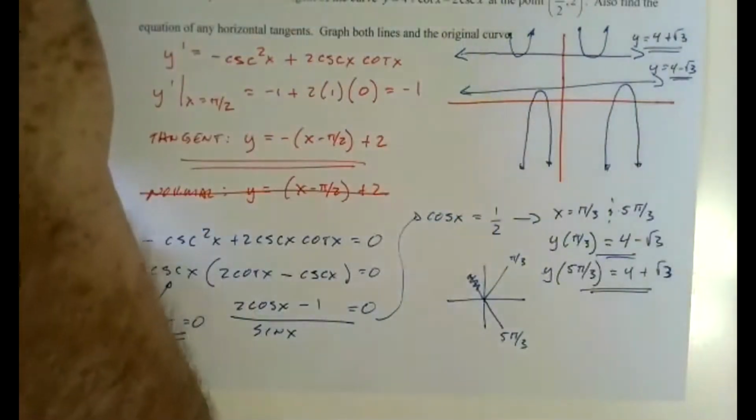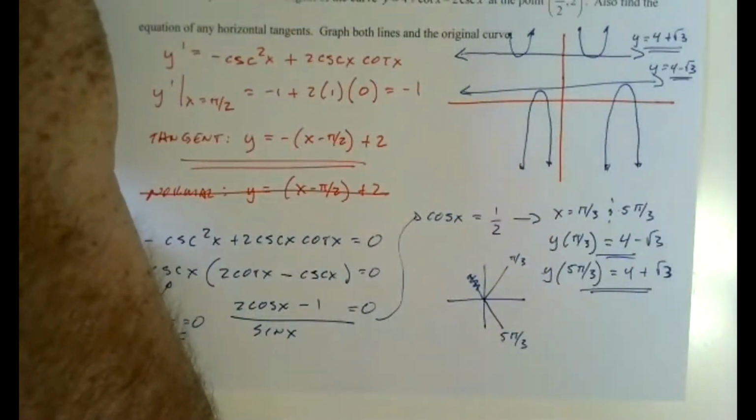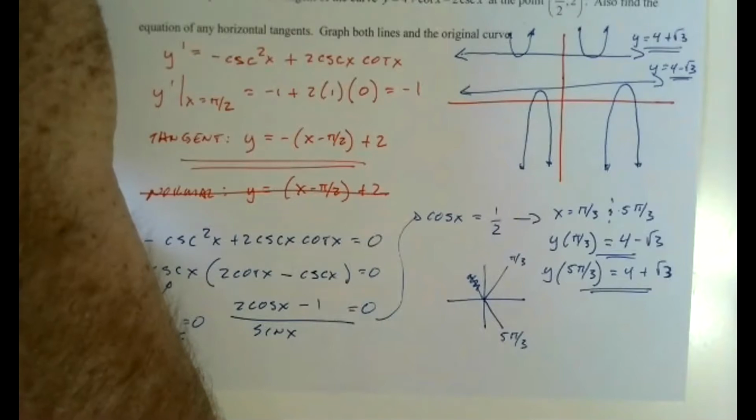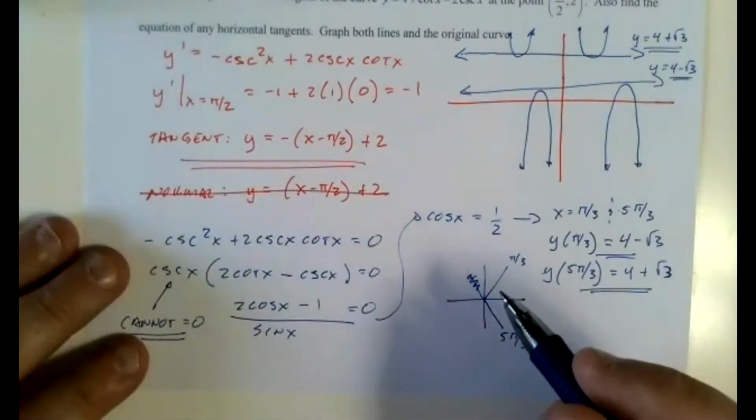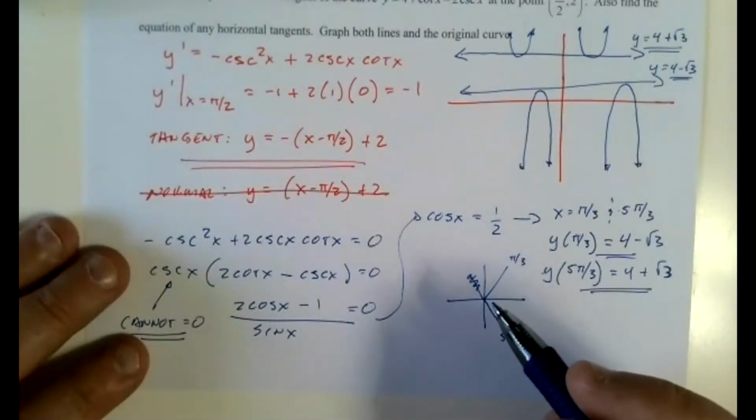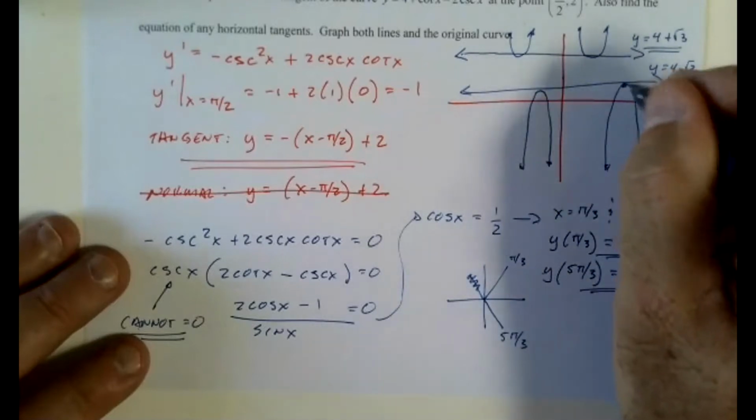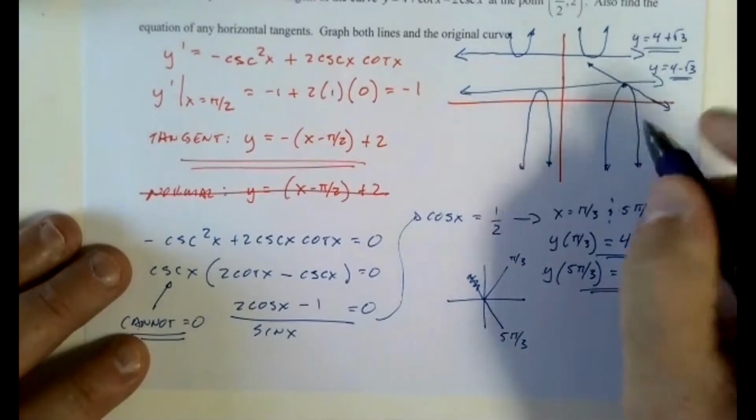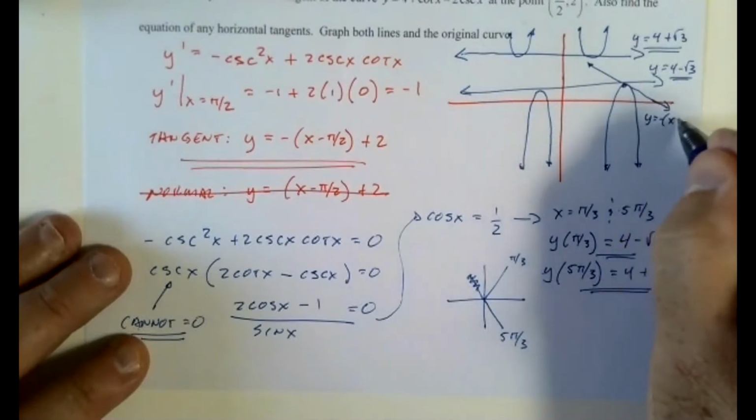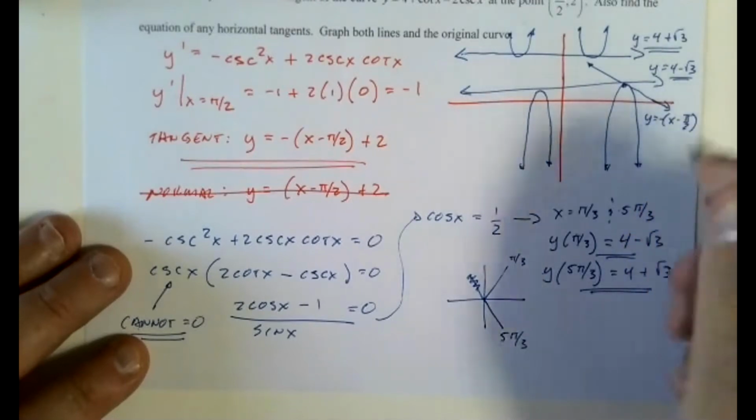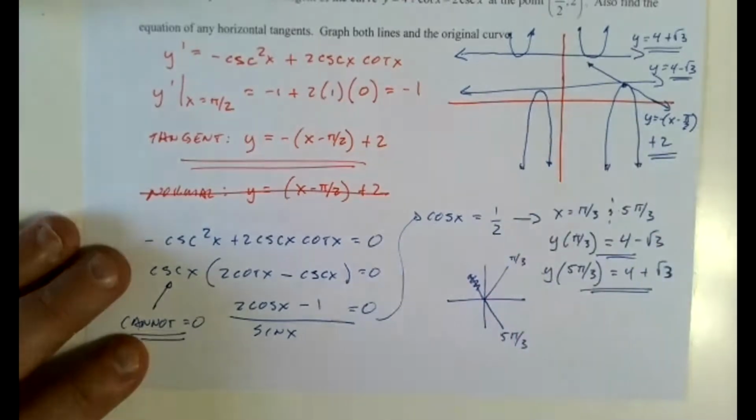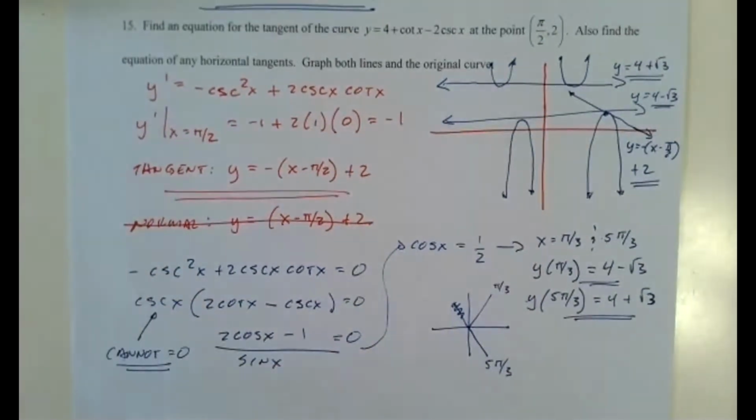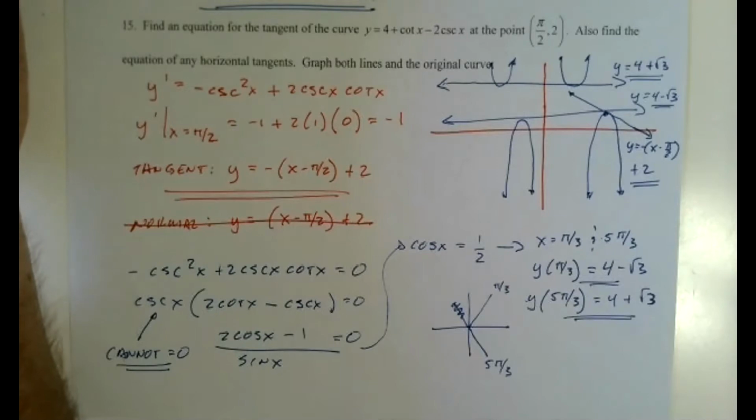Or did I? Yeah, I did. Then my other one's missing. Pi over 2. And it's like over here somewhere. That's y equals negative x minus pi over 2 plus 2. Wow, a lot of work going on. That feels like an AP response question. So good practice. Good luck. Happy mathing.